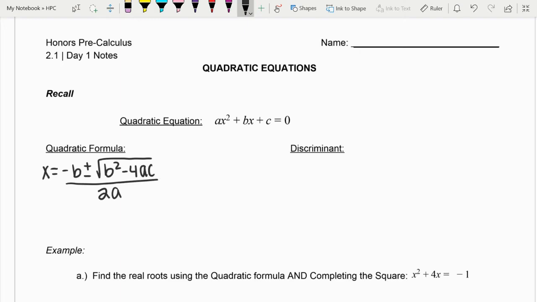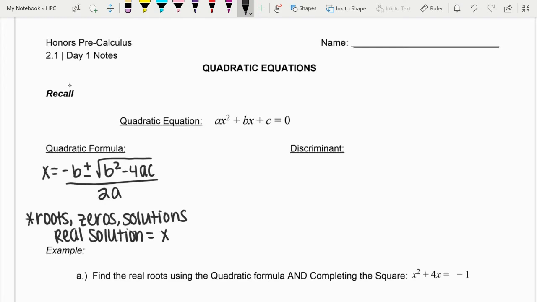Okay, our solutions that we get here, those can be called our roots. They can be called zeros, solutions, and then also if we have a real solution, that's going to be equal to our x-intercepts.